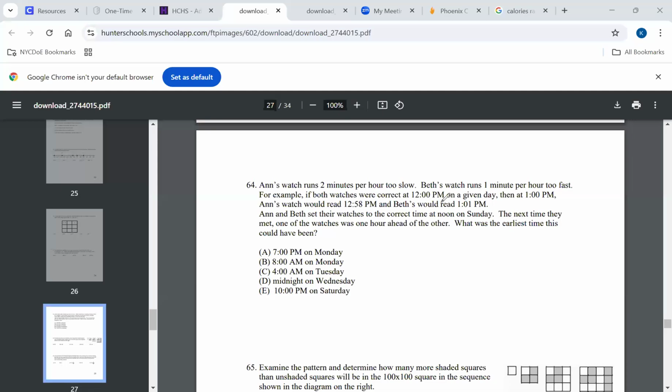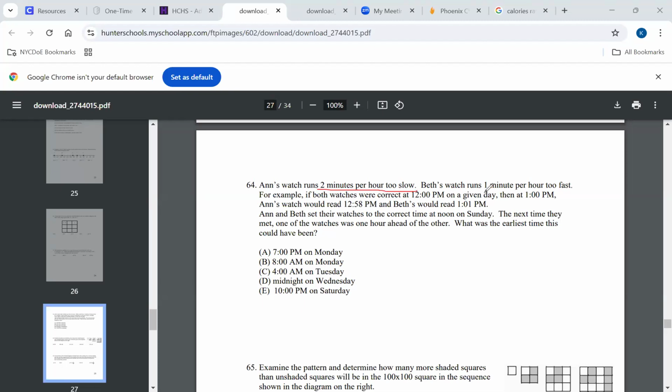So this is question 64. There was another question that was somewhat similar to this in another test with related rates. So let's see what we can do here. I recommend the best thing here is just to play around to see where two different rates are going to hit a certain spot, okay? So Anne's watch runs 2 minutes per hour too slow.